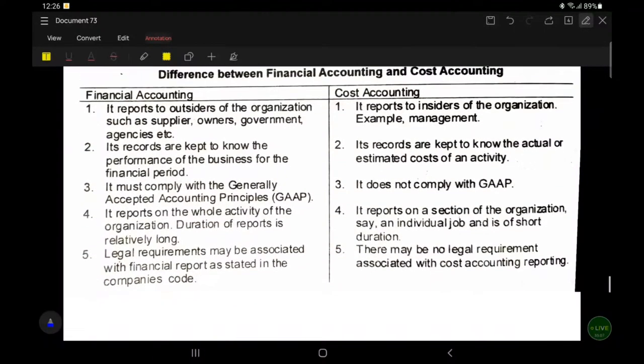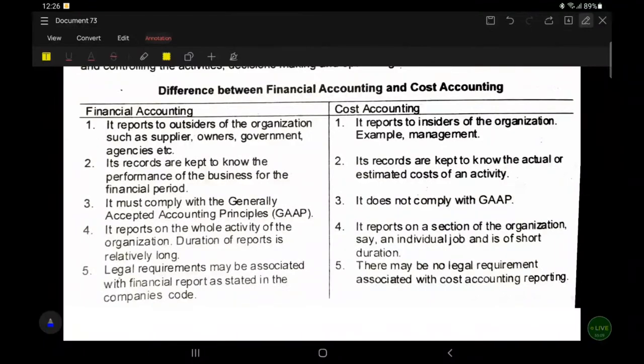So these are what I was talking about when it comes to the difference between financial accounting and cost accounting. Financial accounting information is reported both internally and externally, but cost accounting we report internally only, for management. Is that okay? And then financial accounting information is mandatory for every organization to publish to outsiders. But cost accounting is not mandatory. Nobody will force you to publish your cost accounts to the public. I hope that is clear.